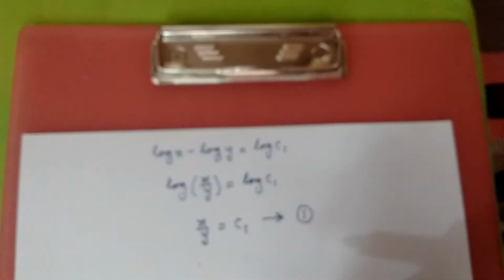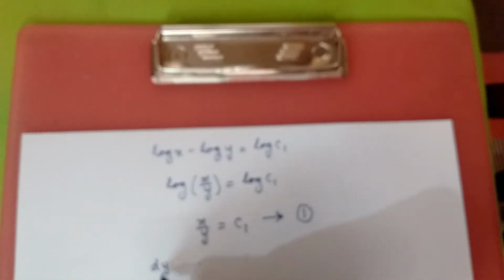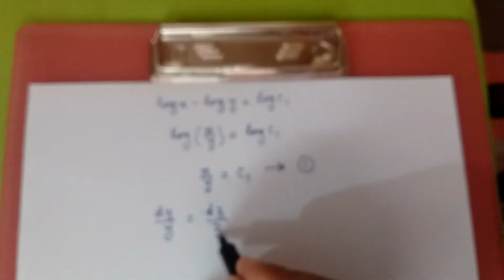If you go back to this expression, another two equalities you can consider: dy by y is equal to dz by z. So we consider the next equality, that is dy by y is equal to dz by z.